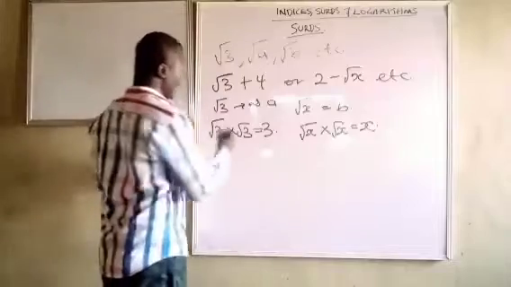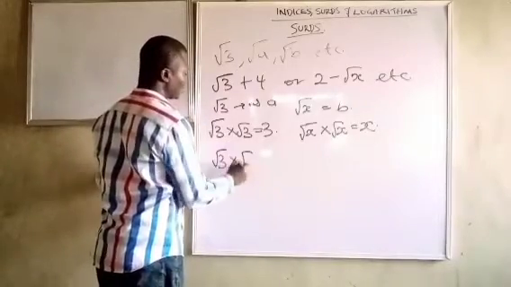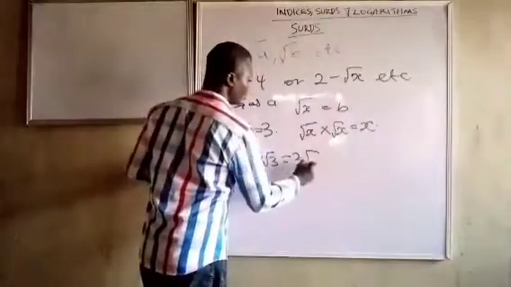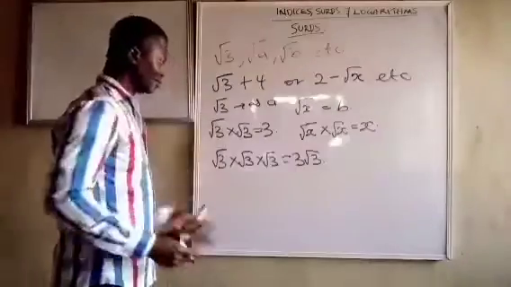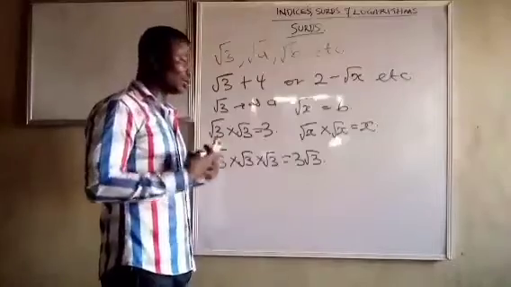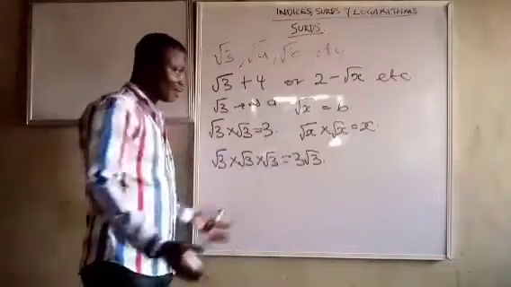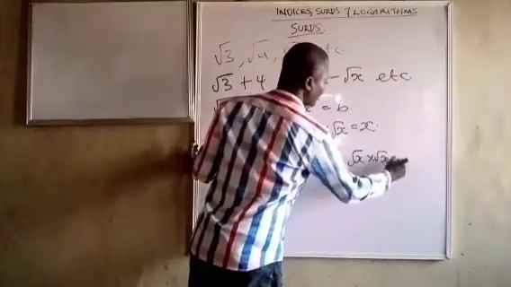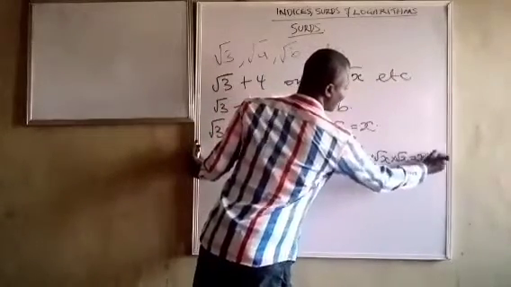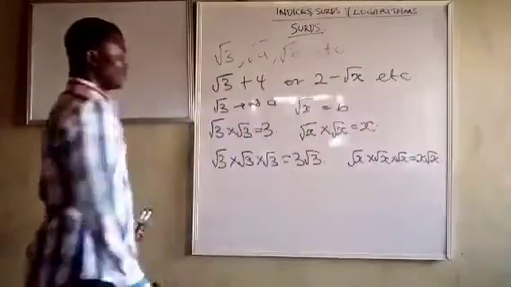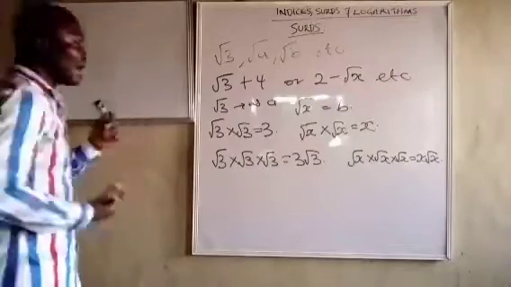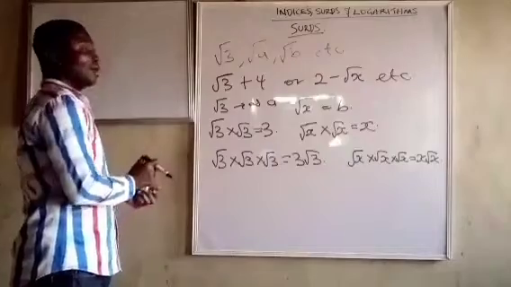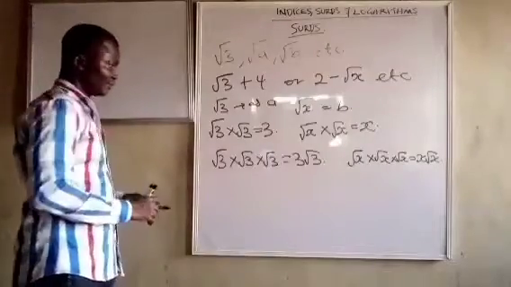I want to show you something again. Assume you have something like root 3 times root 3 times root 3. We are going to have 3 root 3. Again, in your mind, please don't write it down like that, 3a. Or this one now, root x times root x times root x is going to be x root x. So that is one thing I want you to have as basic understanding. It enhances your grasp of the whole thing.